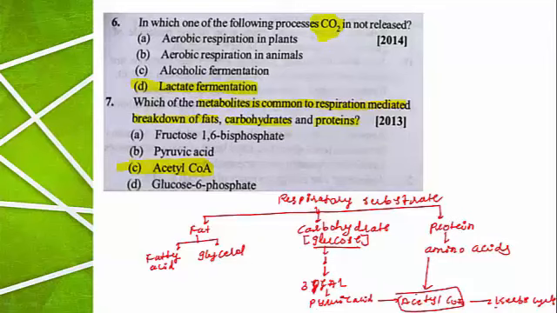So what came from pyruvic acid? Acetyl coenzyme A. Why? Because it has to enter the Krebs cycle for the generation of NADH, FADH, and they enter the electron transport chain for the synthesis of a number of ATP molecules.